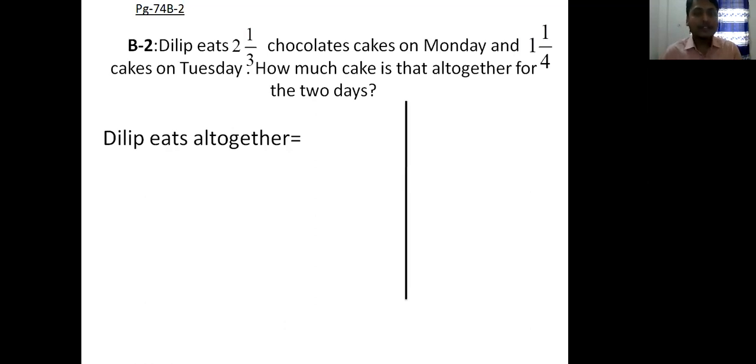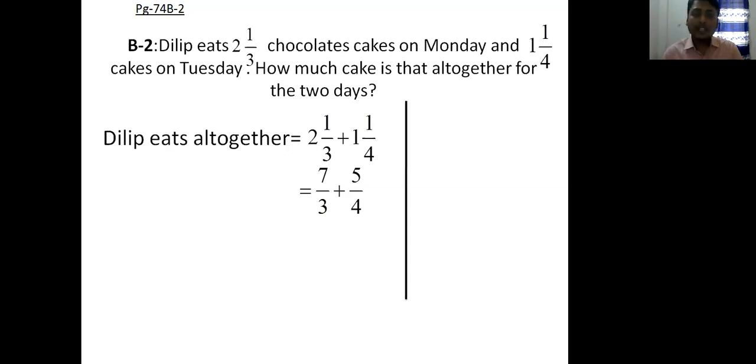Okay, now listen very carefully here. Dilip on Monday eats 2 whole 1 by 3 cakes, and another day he eats 1 whole 1 by 4 cakes. Now you have to find out how much cake he eats altogether in 2 days. Dilip eats altogether equals, just add them together. Now change the mixed number. After changing the mixed number, you can see that they don't have the same denominator. Then what you have to do? You have to make the denominator the same.